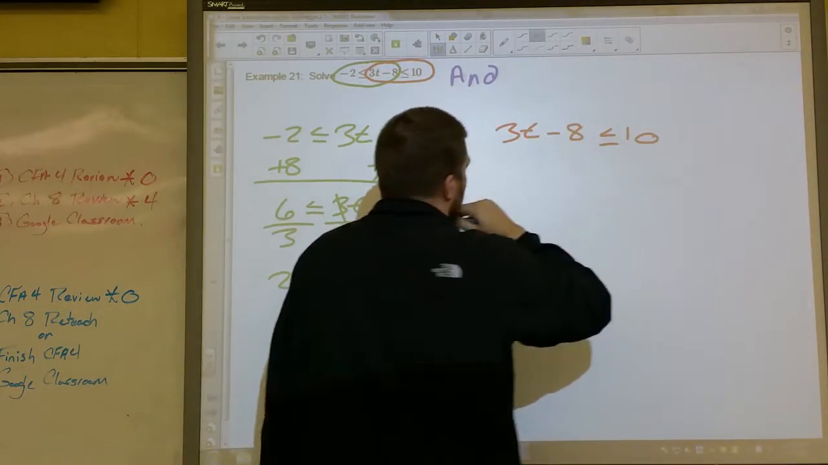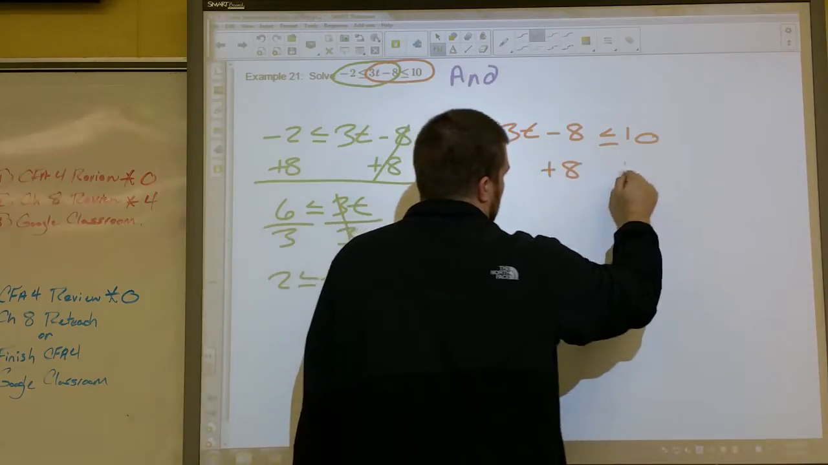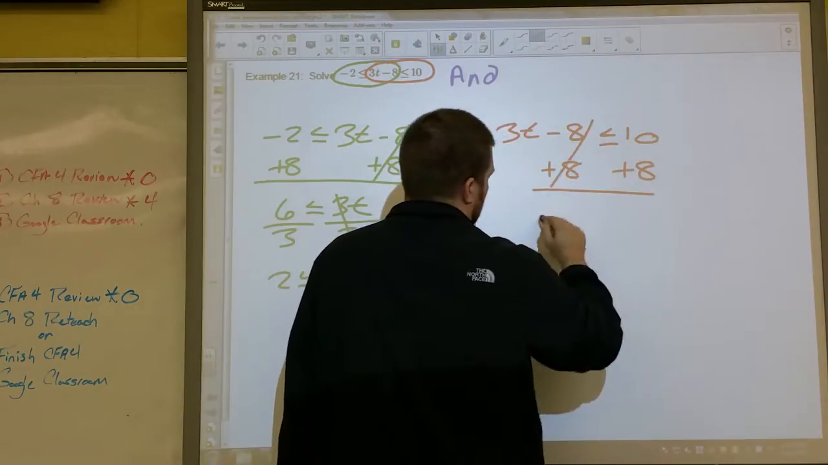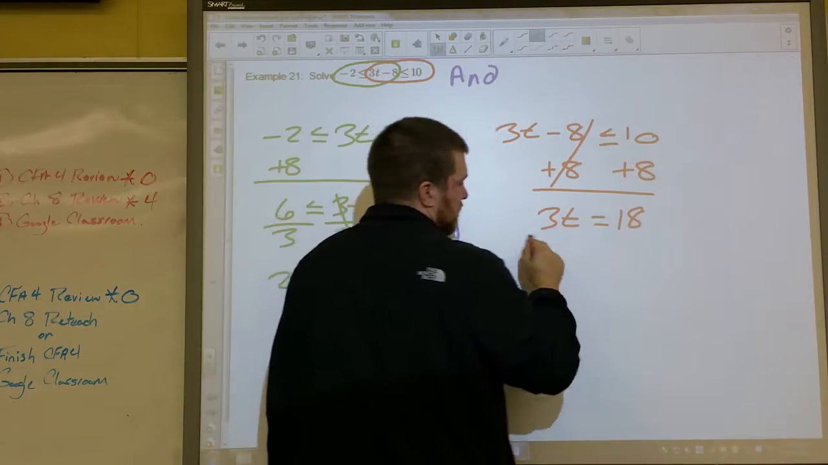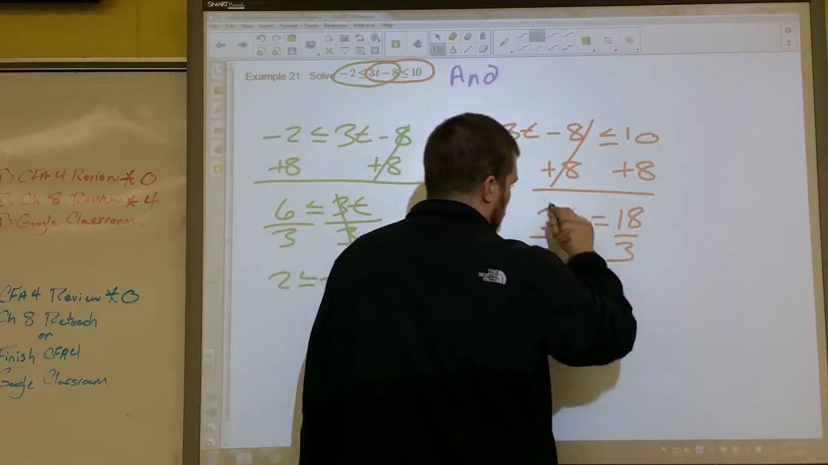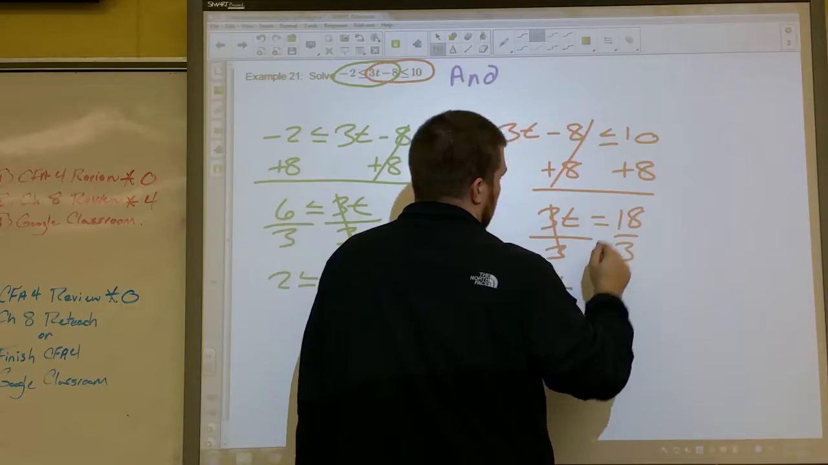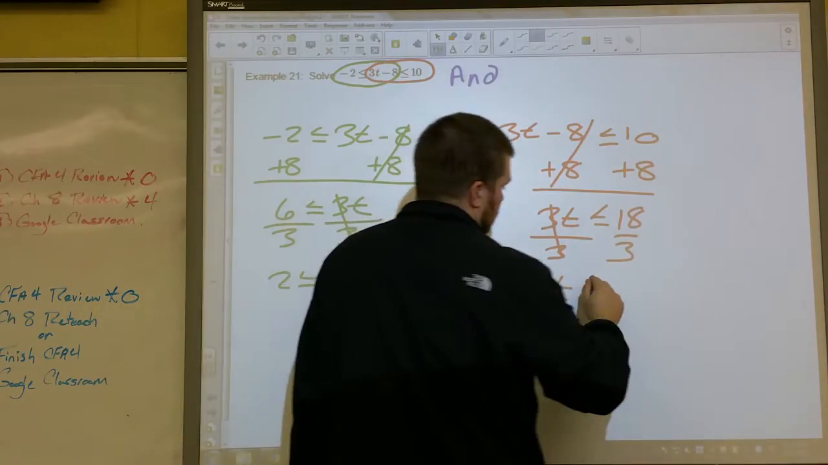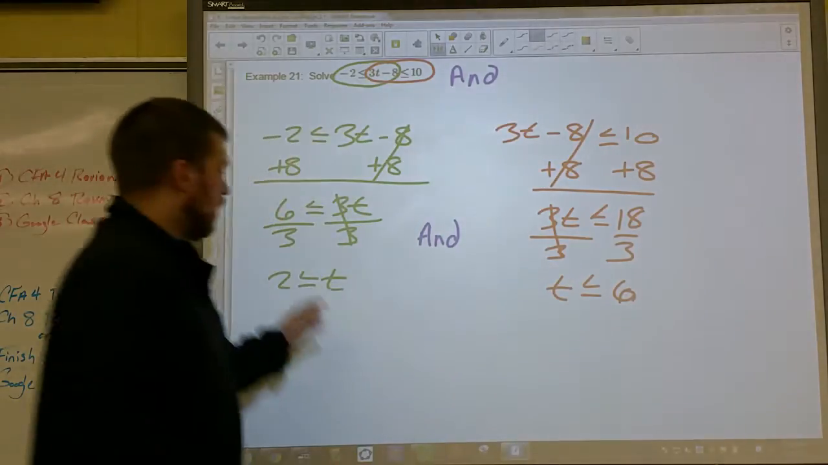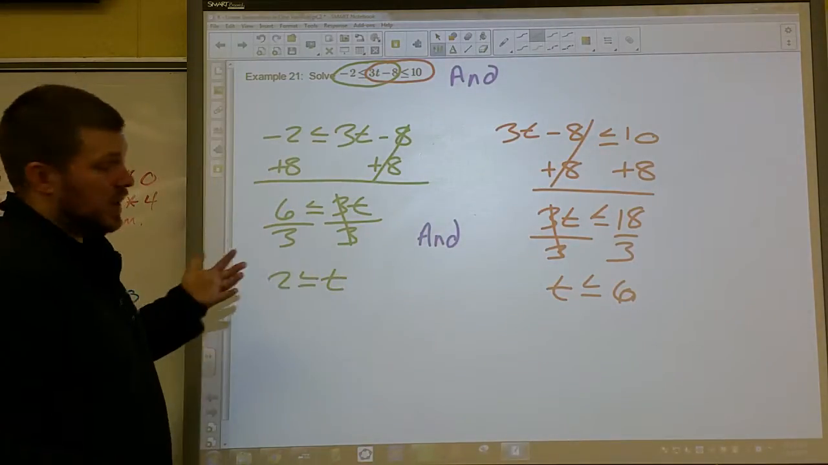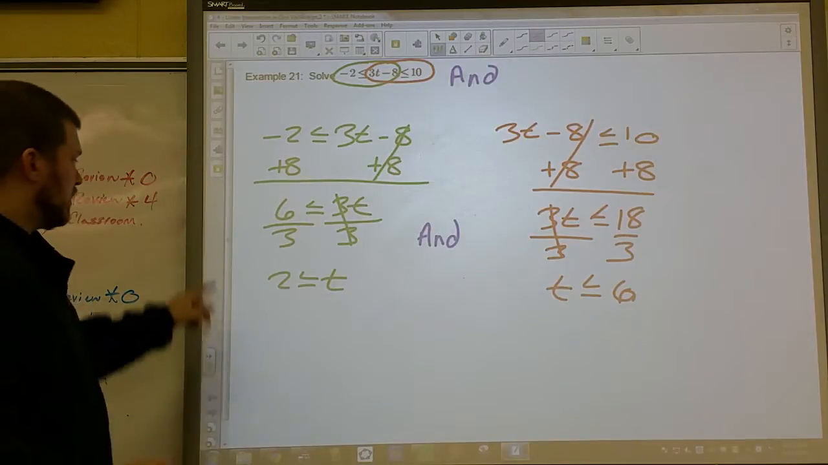I want to get t by itself here, so I'm going to say plus 8 on both sides. Cancel out, so I have 3t equals 10 plus 8 is 18. Get t by itself by dividing. And t is, sorry, this should be a less than or equal to, so less than or equal to 6. So I've solved it. Technically I'm done. It didn't ask me to graph, so I can put a circle around this and say, hey, I'm done.